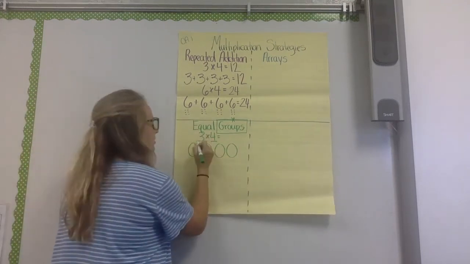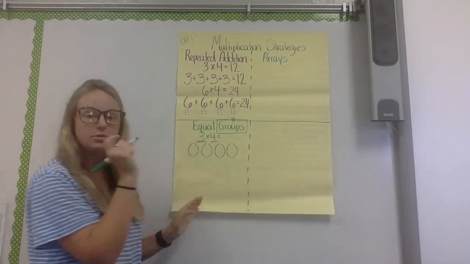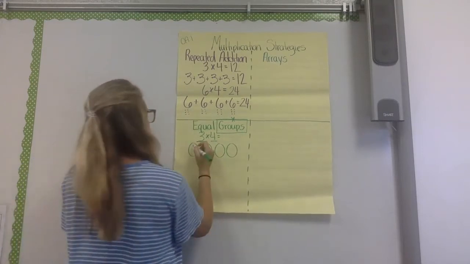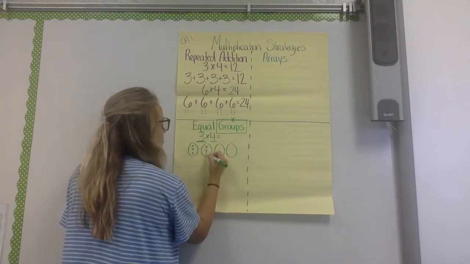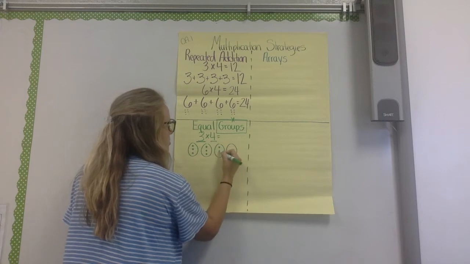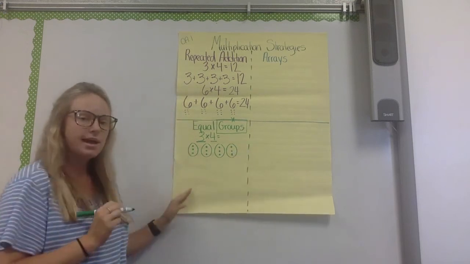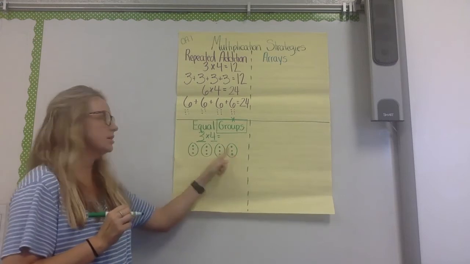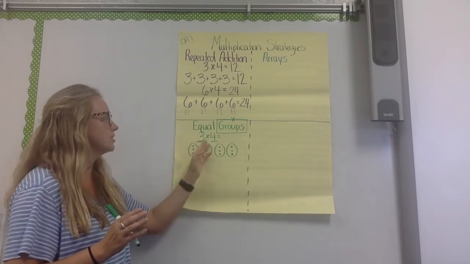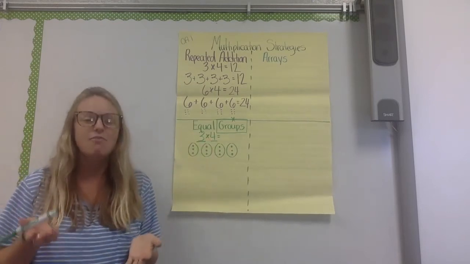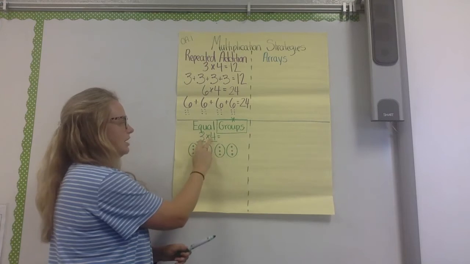Now I'm going to take my front number, 3, and that's how many goes inside of each group. Again, I'm going to use dots, and I'm going to keep them nice and neat. 1, 2, 3. Now I have 4 groups of 3. You could have also drawn 3 groups of 4 and you would get the same answer. That's the cool thing about multiplication. It doesn't matter which order the numbers are in, you'll get the same answer.